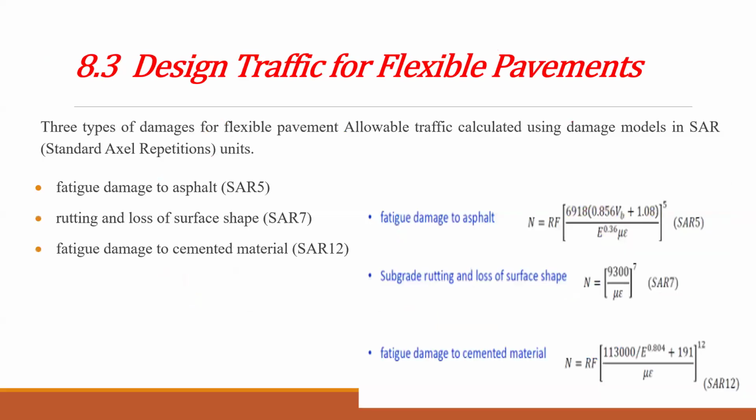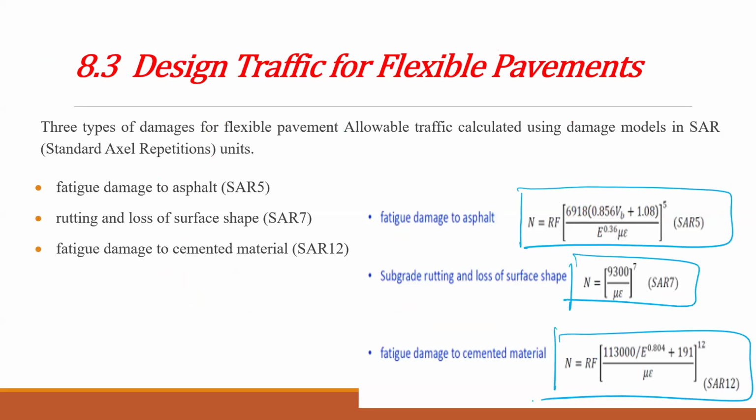Now, we can find allowable traffic for these three critical points using these equations. N, I told you, stands for the allowable traffic. So allowable traffic for asphalt, you can find from this equation. RF is the reliability factor. This is the asphalt modulus. You learned last week how to find the modulus of asphalt. And this is the microstrain, which should be given to you. We can find it from the circling. And this is the percentage of binder, bitumen. If you know all that, you just put the numbers in and you can find the allowable traffic for asphalt.